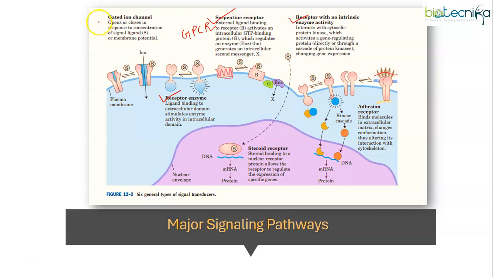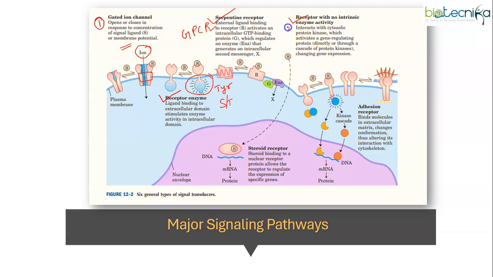To begin with, we have gated ion channels. As the name indicates, when a ligand binds to the receptor, it allows the opening of ion channels. The gate will be opened and the ions will come inside, thereby changing the membrane potential. Receptor enzymes, as the name indicates, are receptors that themselves have enzymatic activity. It could be a tyrosine kinase or serine threonine kinase. When the ligand binds to the receptor, this kinase activity will be activated and it will activate the downstream proteins.